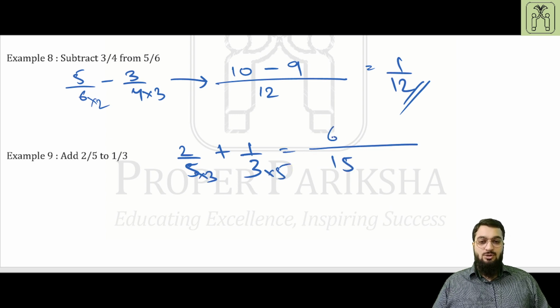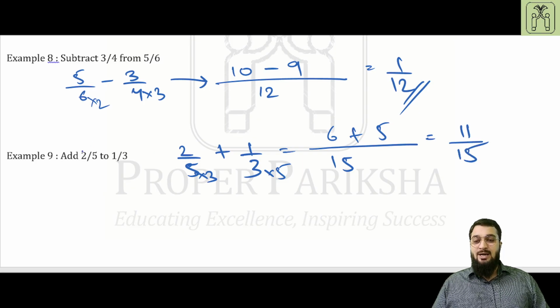So 2 into 3 is 6, plus 3 into 1 is 3... 6 and 5 is 11, so 11 upon 15. The question can also be in a manner that add minus 2 upon 5 to 1 upon 3. So what you have to do, you just have to write minus 2 upon 5 and add 1 upon 3. So that will be your answer.